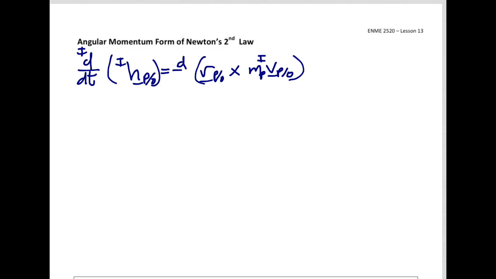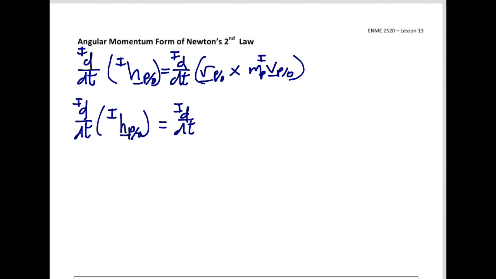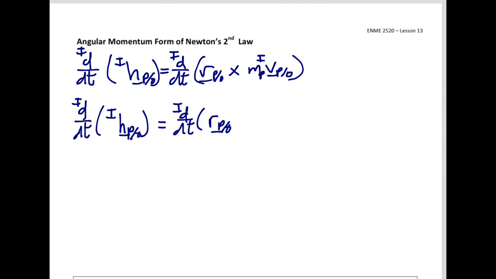And so this is d dt as observed in the inertial reference frame. We'll keep the left-hand side the same: the time derivative in the inertial reference frame of the angular momentum of P with respect to O as observed in the inertial reference frame. And then to take the time derivative of the right-hand side, we use the chain rule for this cross product. So it's d dt, inertial reference frame, of our position vector, r of P with respect to O, and that's cross with m_P times the velocity of P with respect to O.